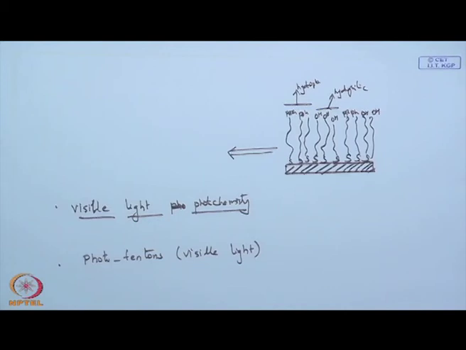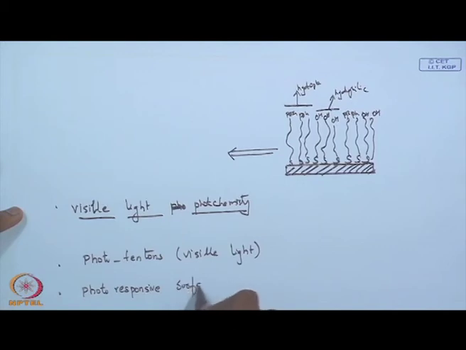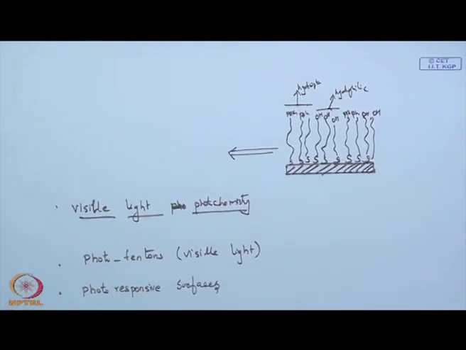And the final nice area is photoresponsive surfaces you can create. This is also another good area which people are working on, photoresponsive surfaces, where once you shine light it will be hydrophobic. After you shine light, the surface becomes hydrophilic. That is another nice area coming out.